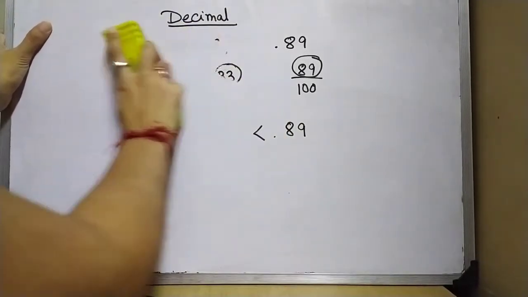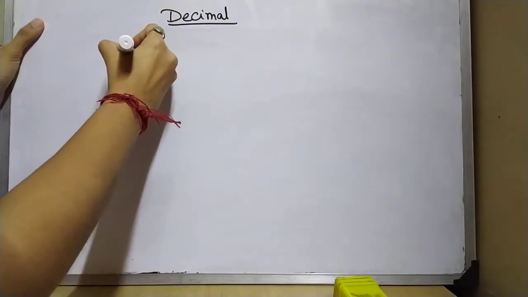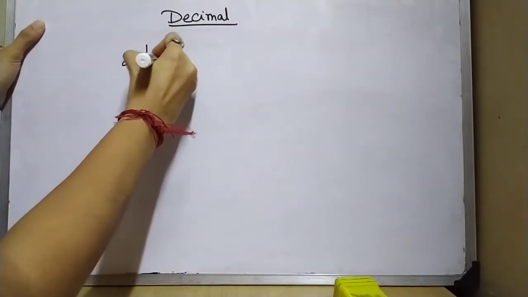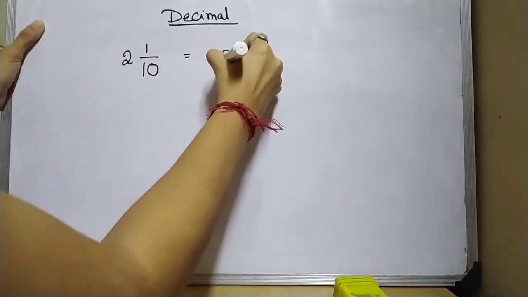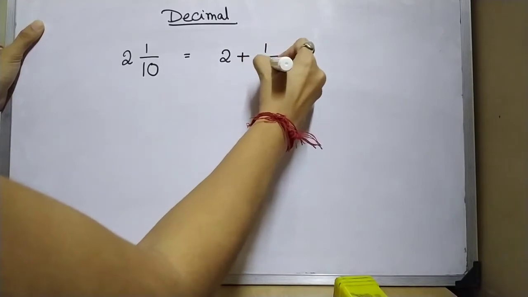Next, we will convert mixed fractions or improper fractions into decimal fractions. Here we have some mixed fractions or improper fractions where the denominator is 10, 100 or like that only. In that case, how can we convert them into decimal fractions? Suppose I take an example, 2 1 by 10. This is a mixed fraction. We will change this like 2 plus 1 by 10.